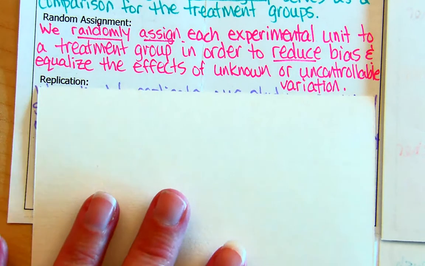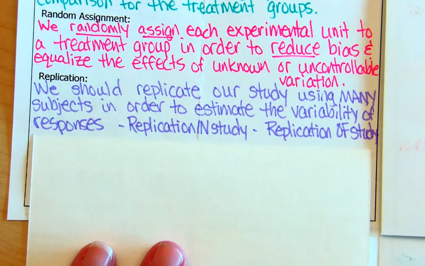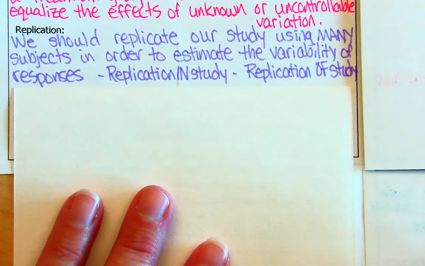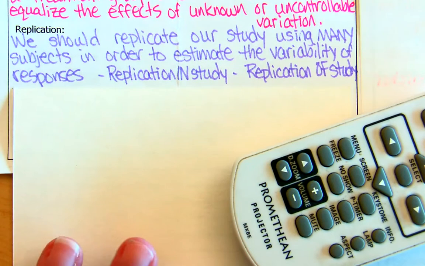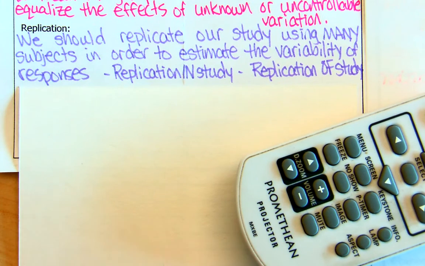Next, replication. So we have two different types of replication, and I'll talk about each of those. I'll let you guys write, and then I'll talk about it. But we need to replicate our study using many subjects in order to estimate the variability of responses. We'll have replication in the study and replication of the study.